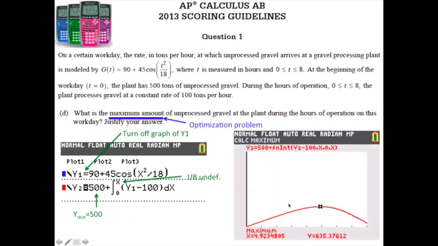So when I do that, I get this. And so here's my peak. Here's my maximum amount of unprocessed gravel in the plant. And that occurs right here. If I do a second calc max, I can see that it occurs 4.923 hours into the workday. And the maximum amount of unprocessed gravel in the plant is 635.376 tons.